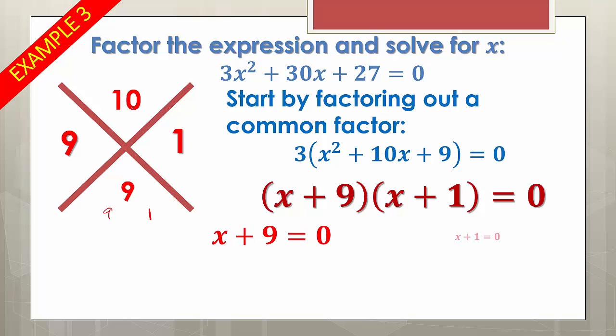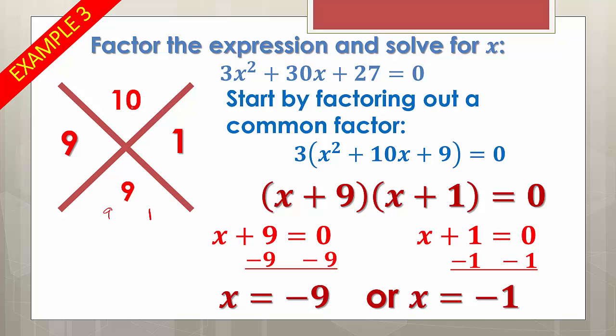We need to, again, set both equal to 0. Solve for x, so we're going to subtract 9 and subtract 1 from both sides of their respective equations. Your answers are going to be x is negative 9 or x is negative 1.